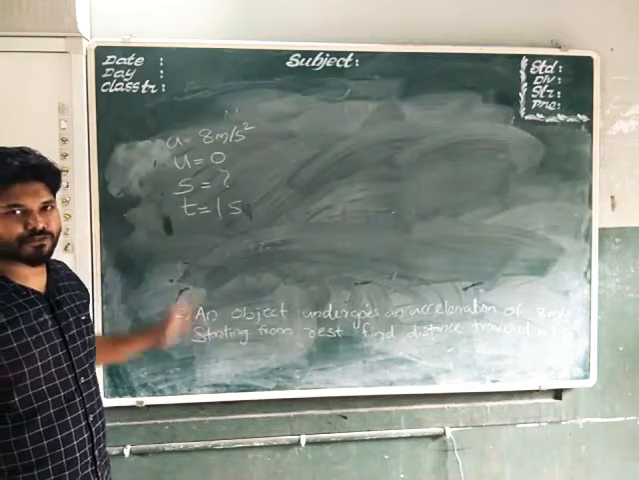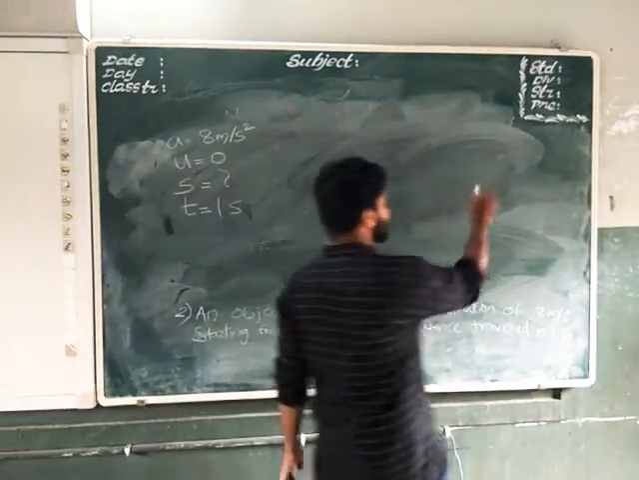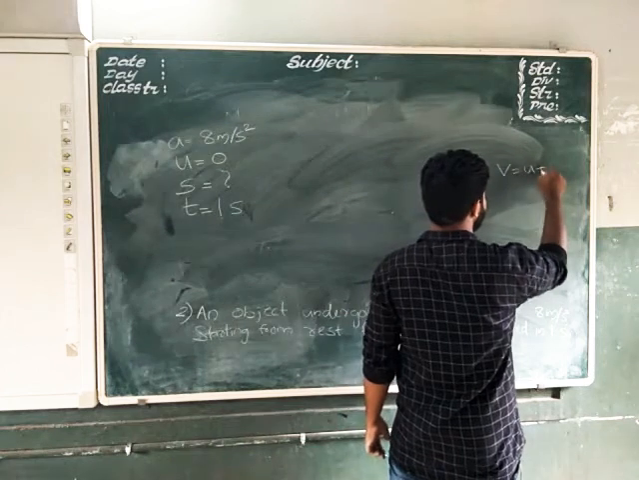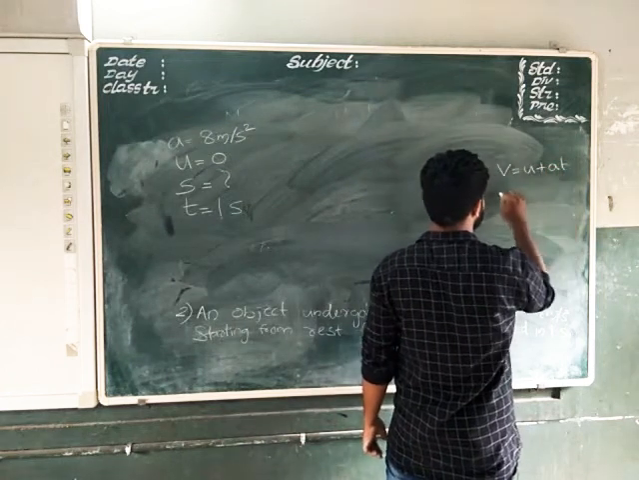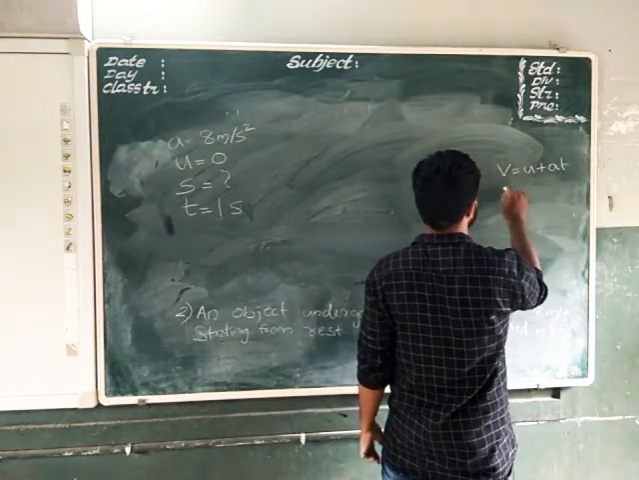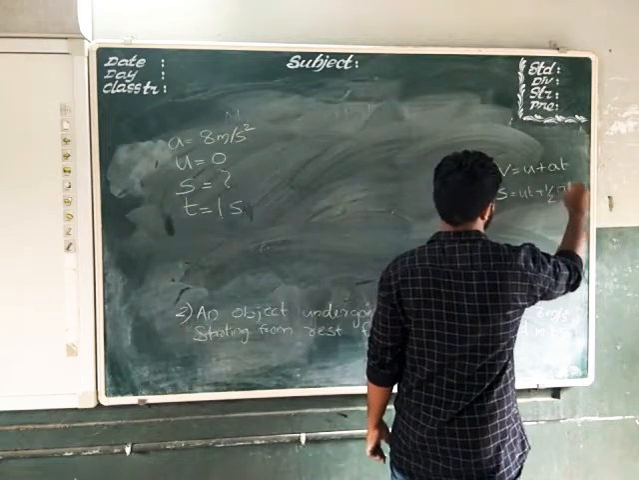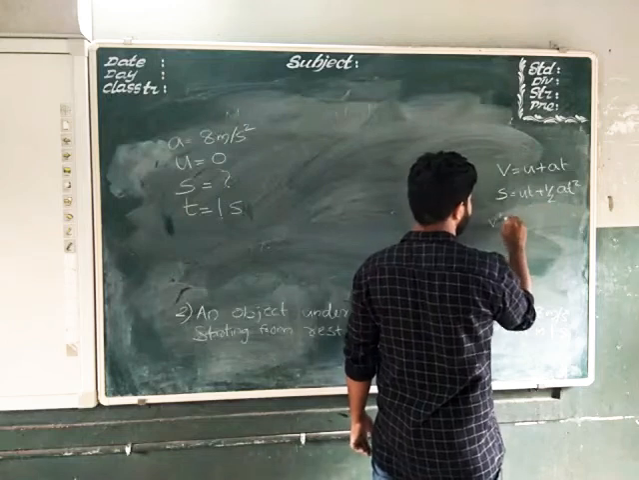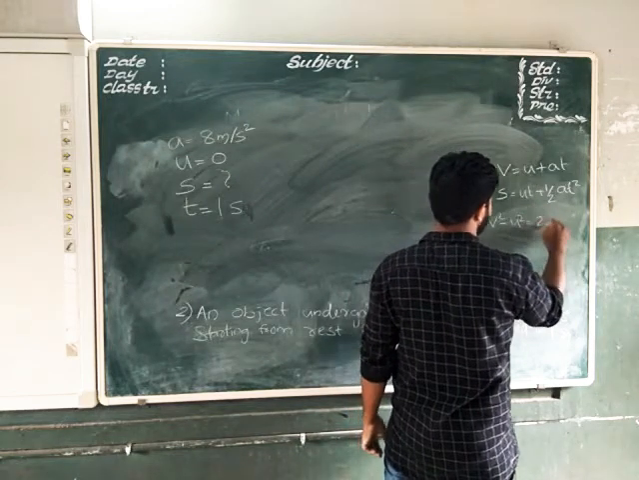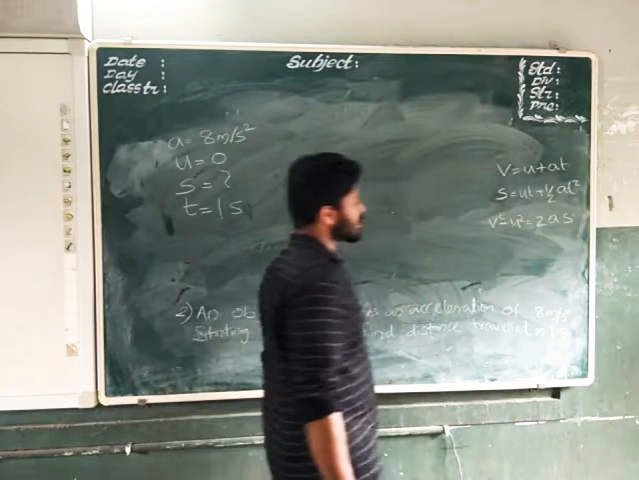These things have to be in that equation. Let me write the equations of motion here. V equal to u plus at, the first one. Second one, S is equal to ut plus half at square. And third one, v square minus u square is equal to 2as. So these are the equations.